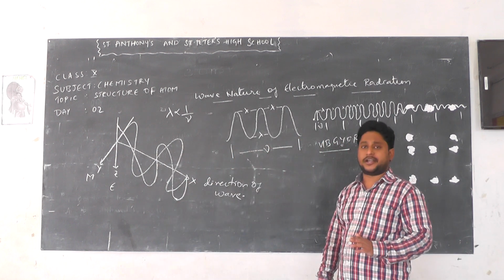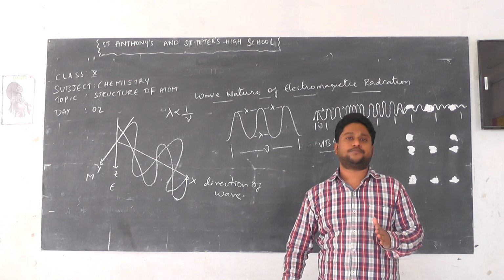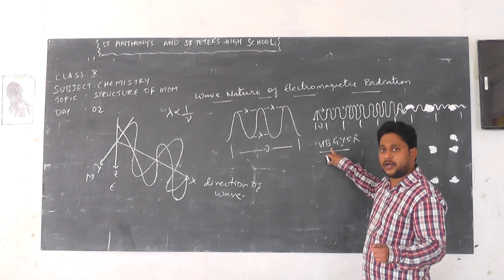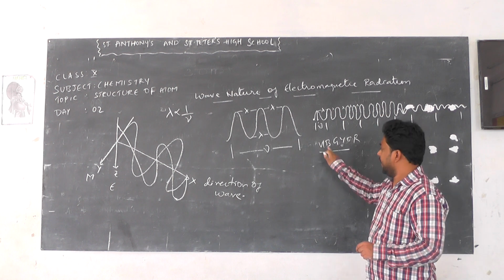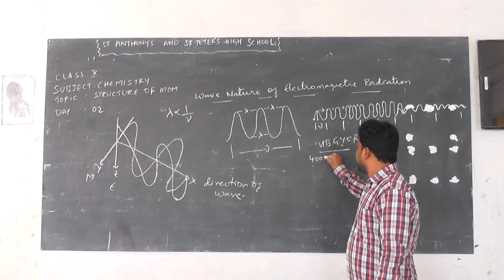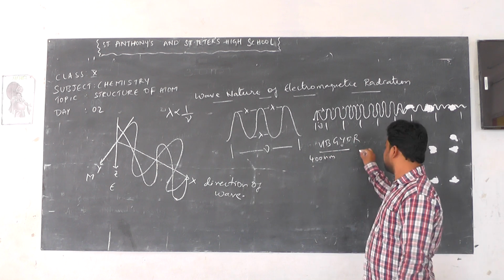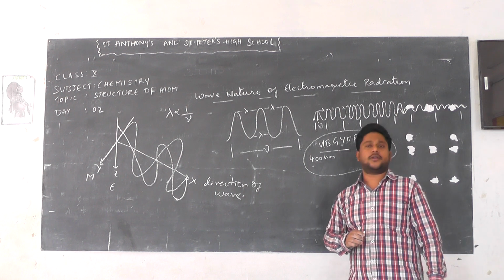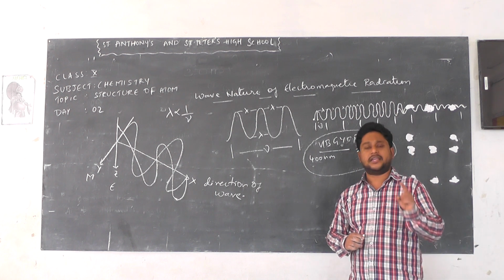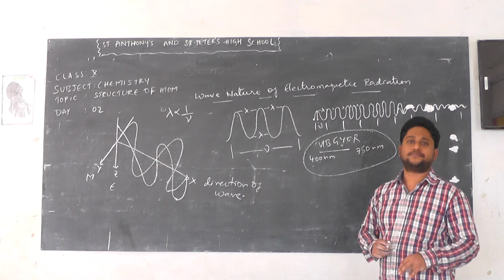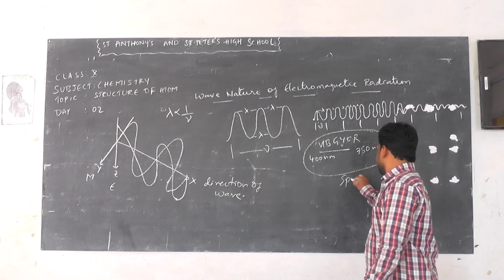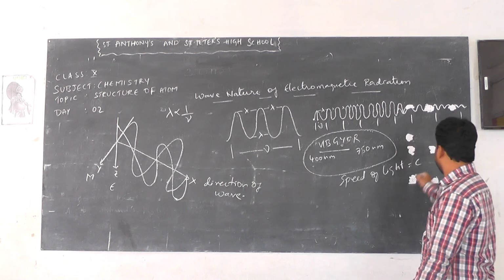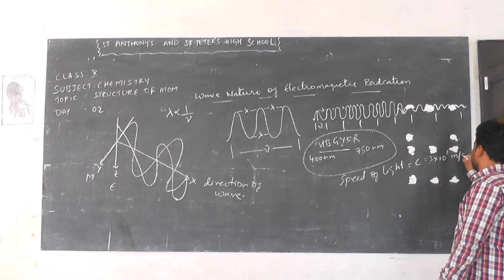So here in this electromagnetic spectrum, as we discussed, they travel through vacuum. Now each and every color has a different wavelength. For example, in VIBGYOR, violet has a wavelength of 400 nanometers, and red has 750 nanometers. But when VIBGYOR travels through the vacuum, irrespective of the wavelength, it travels at the same speed. That is called the speed of light, represented by the letter C, with the value 3 into 10 to the power of 8 meters per second.